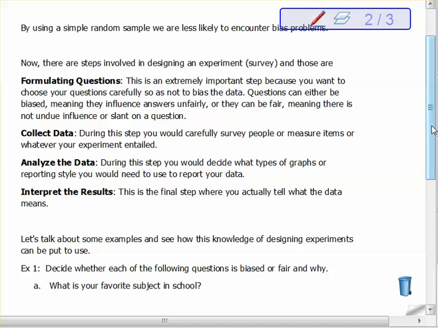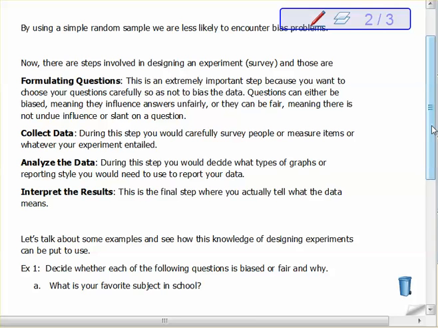And we're going to see some examples here in just a little bit of a biased question versus a fair question. But in a biased question, you're unfairly influencing what someone would say just by word choices. So you want to be very, very careful that your questions are not tainted in any way, shape, or form. Then your next step is collecting your data. So once you have your questions that you're going to ask, then you're going to go ahead and do your survey or perform your experiment and collect your data.